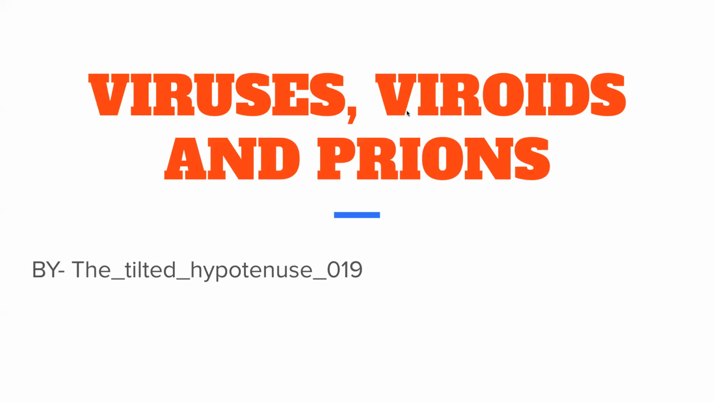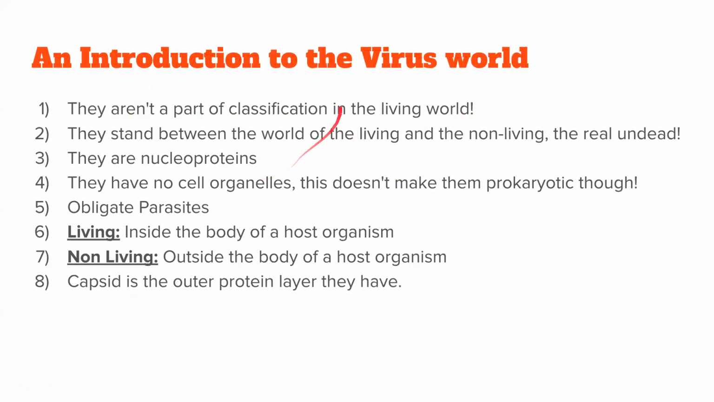So viruses, viroids and prions. What exactly are they? They aren't a part of classification in the living world. They stand between the world of the living and the non-living, the real undead. So viruses are like, they're between the line.